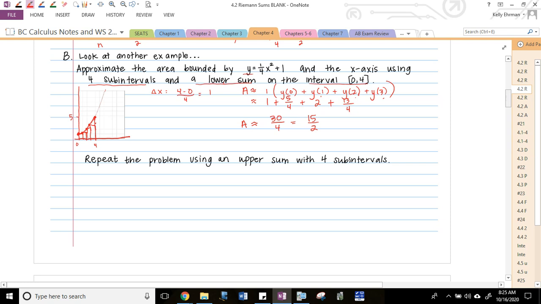Repeat this problem using an upper sum with 4 subintervals. So an upper sum, I'm going to sketch this graph bigger. I don't know why I committed to that small one. So 1, 2, 3, 4. At 0, we hit 1. At 2, we hit 2. Boom, boom. At 4, the height of that was 5. Let's just get a nicer graph on there. So there we go.